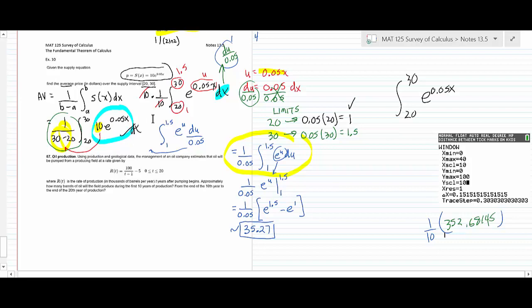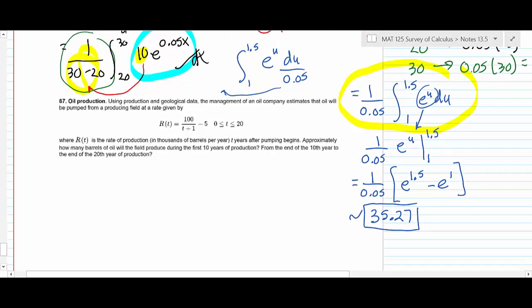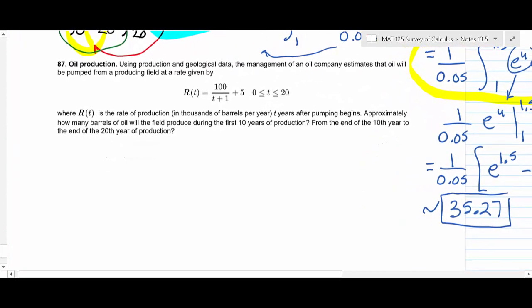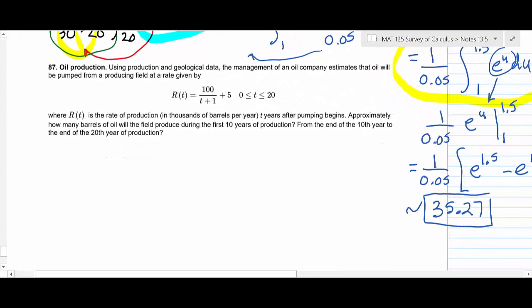All right, let's do this last problem. This one doesn't have anything to do with average value. This is an oil company, and this is a rate of, I guess, the field production, given a domain from 0 to 20. There are two parts to this problem. It asks how many barrels of oil will the field produce in the first 10 years of production, and then from the end of the 10th year to the 20th.